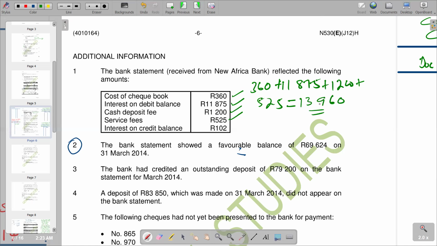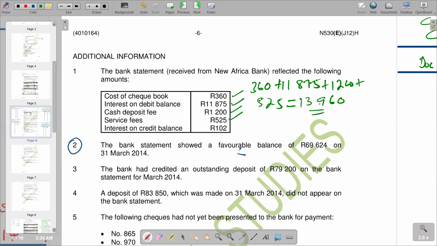So remember, these are bank charges, and they are going to reduce our bank balance, and they are going to appear on the debit side of the bank statement. When they are on the debit side of the bank statement, they should appear on the opposite side in the bank account in our ledger. So they should be on the credit side.